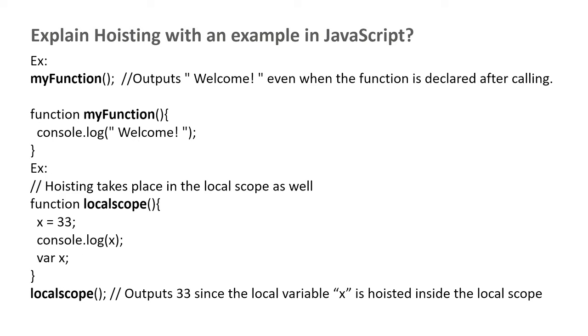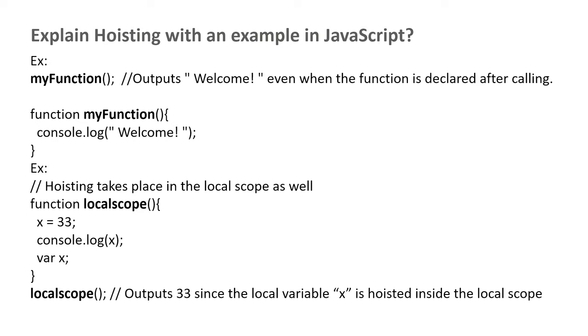Explain hoisting with an example in JavaScript. Example: myFunction(). So I call this function. Now I define the function myFunction, console.log("welcome"). So the output is welcome. I have called this function before declaring it.